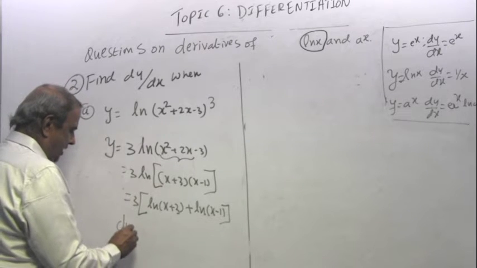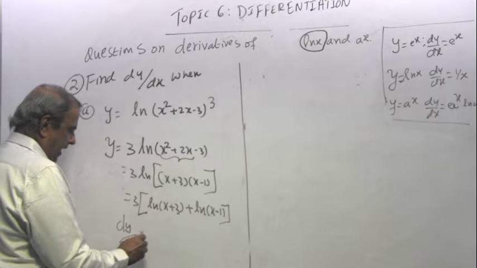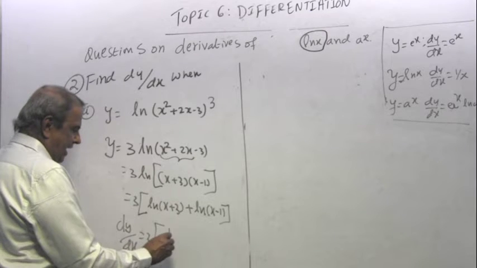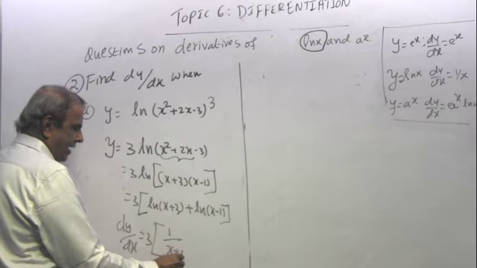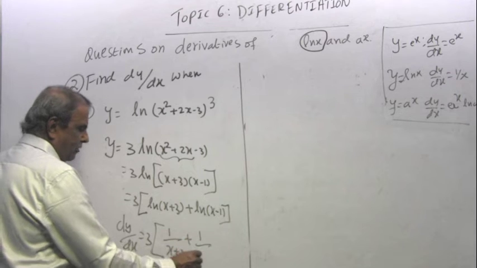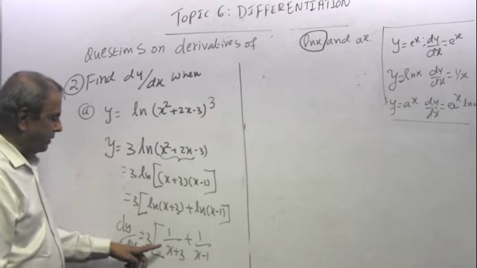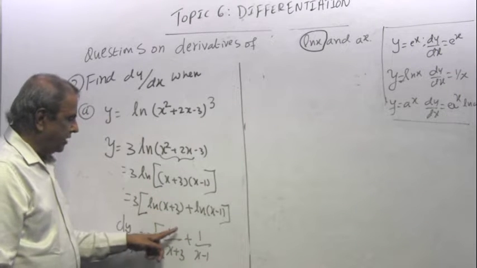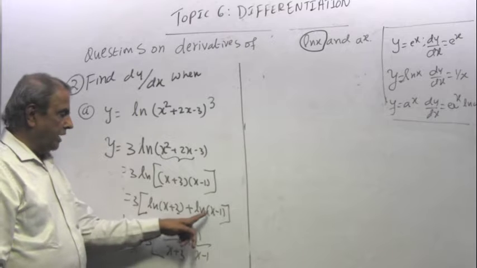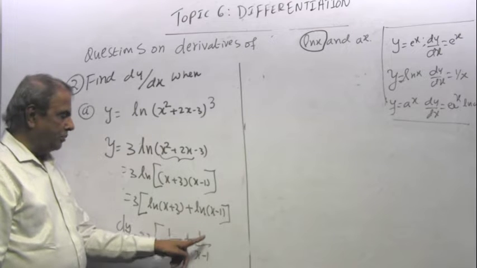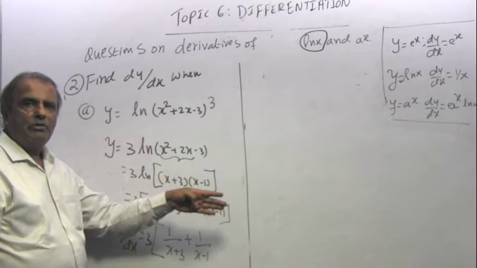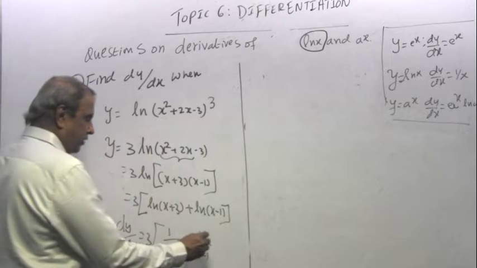So what's dy by dx? 3 is a constant, ln (x plus 3) gives you 1 over x plus 3, ln (x minus 1) gives you 1 over x minus 1. Why is it 1? Because if this were to be 2, then I have to multiply this by 2. If this were to be half, I would have multiplied that by half. But there are no numbers before x, so there is nothing else you need to do.